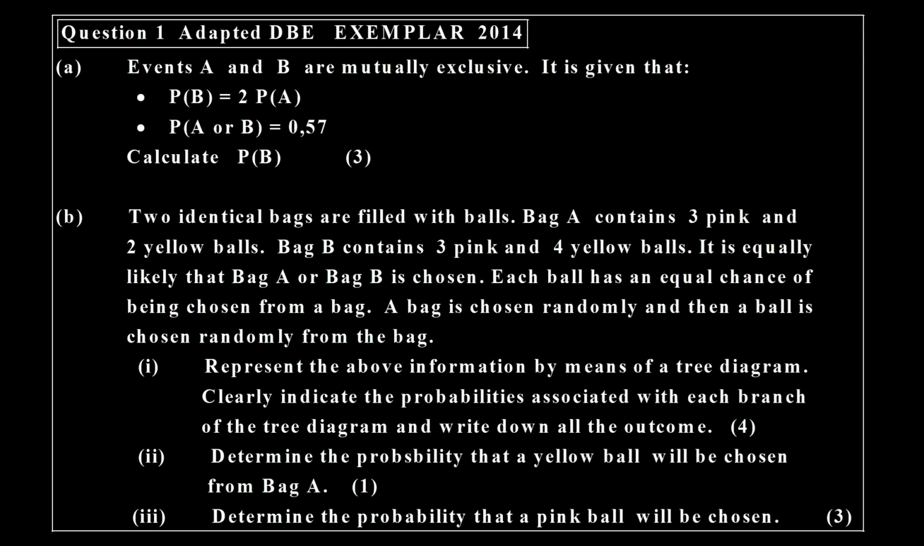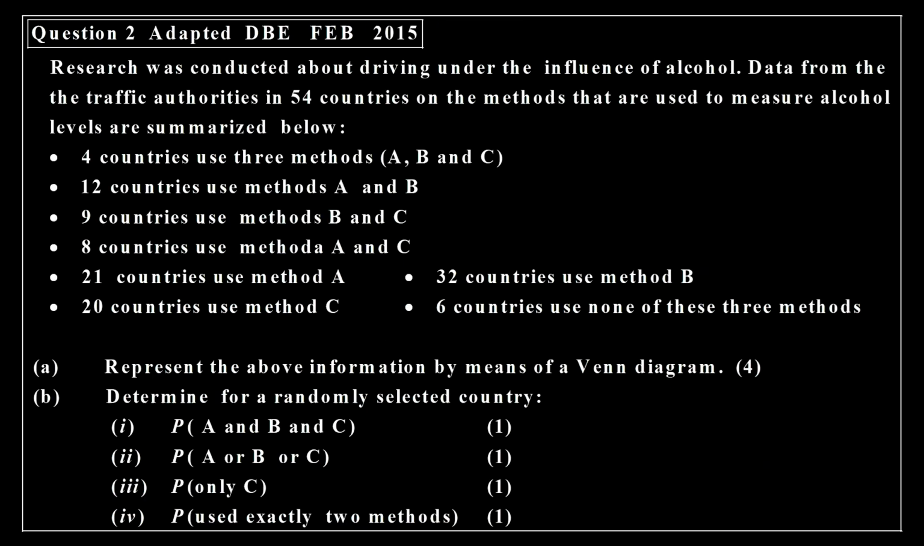Now let's come to the most important part here, and this is the exercise worksheet for you to practice. I've taken questions from previous external question papers and I've referenced them. Some of the questions I've slightly adapted. This is a question from the exemplar 2014. The first question has to do with mutually exclusive events, and here you have to use a tree diagram with some probability applications.